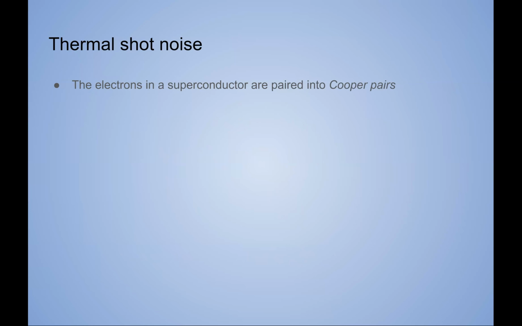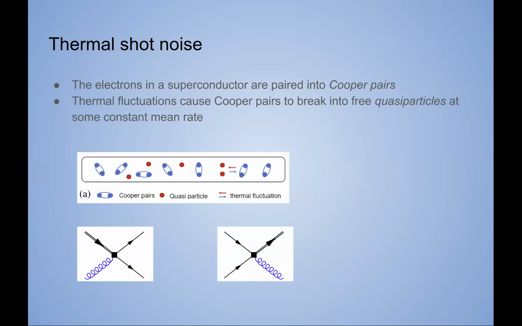Okay, the next source of shot noise, now we're going to delve a bit more into some superconductor stuff. The first thing you need to understand is that below a certain temperature in a superconductor, it becomes energetically favorable for electrons to pair up and become kind of bosonic particles, which we call Cooper pairs. But it's not fully condensed because at any finite temperature, thermal fluctuations cause them to break into quasiparticles. Quasiparticle is kind of a confusing word because why not just call them electrons? They're not quite electrons, but basically they're electrons. They're fermions.